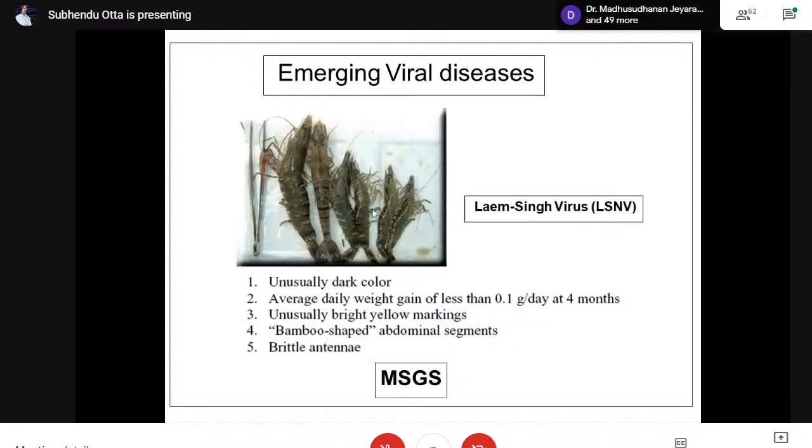This is another virus called Laem-Singh virus, which causes monodon slow growth syndrome. It has been reported only in monodon. At that time when monodon culture was there, it was found to be important because it considerably reduced the size and weight of the animals. That's why it was a loss for the farmers. And it has several clinical signs, but it's not that important now.